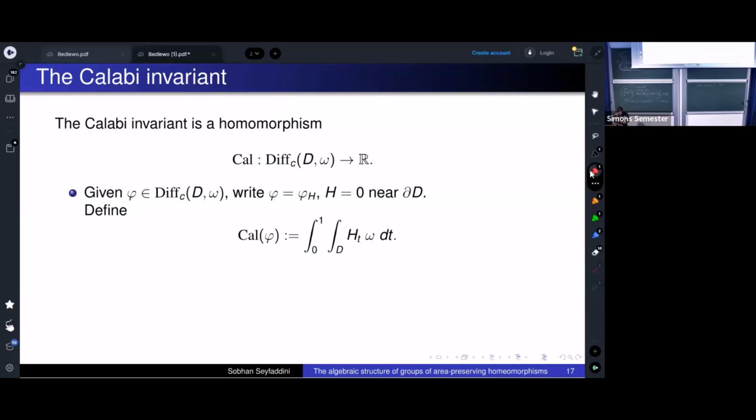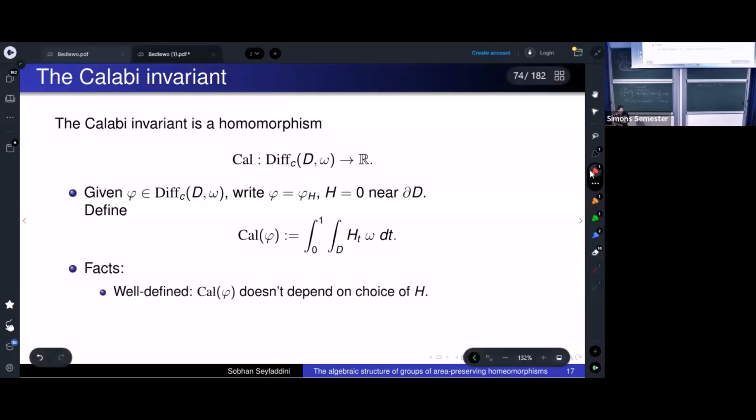What's not obvious is, first, it's not obvious that this is well defined, because if I take phi, I could have two different Hamiltonians that give you the same path. Now it's a minor miracle. There's a computation. It turns out that it doesn't depend on the choice of H, so it's well defined. And there's a simple computation that tells you it's a homomorphism. So we have this homomorphism that's defined on the group of area preserving diffeomorphisms of the disk.